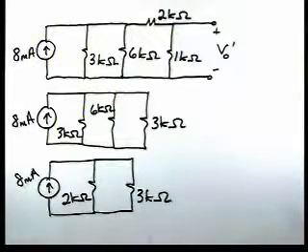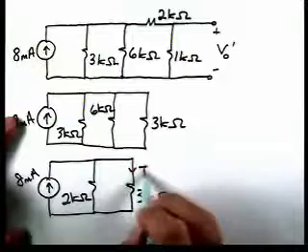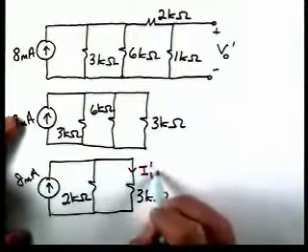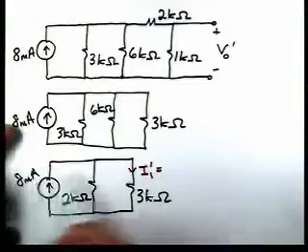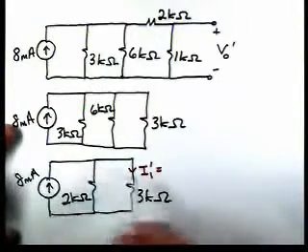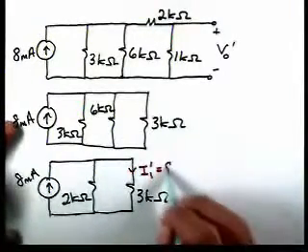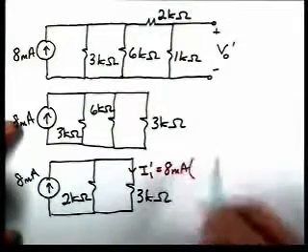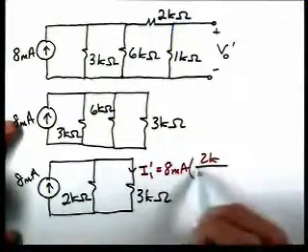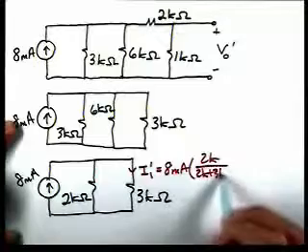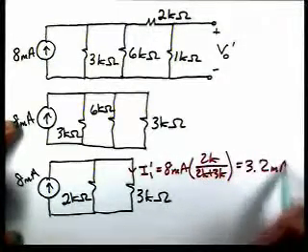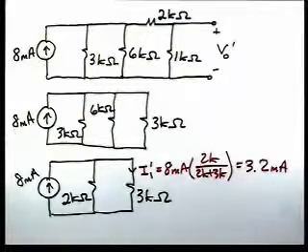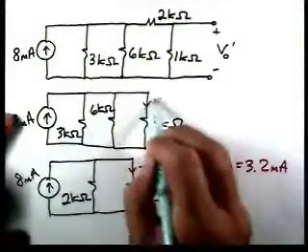Now, let's find I1 prime. We can do that by current division. We have a current divider here. We have a current entering and split between these two resistors. So I1 prime then is 8 milliamps times 2K over 2K plus 3K, and that's 3.2 milliamps.